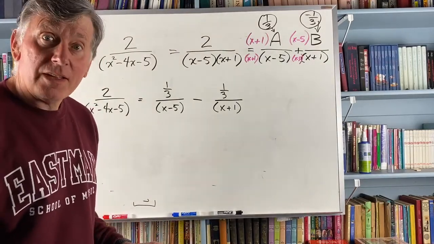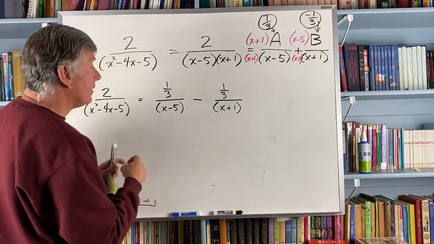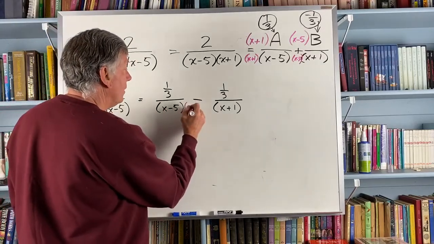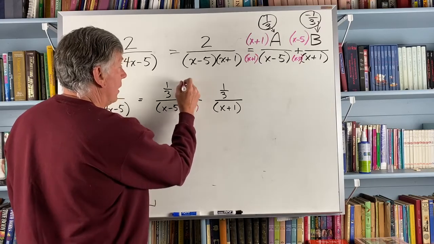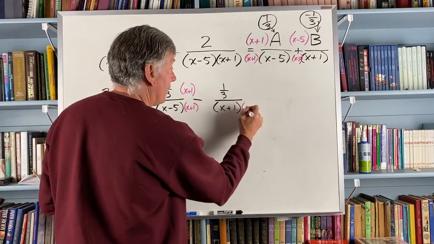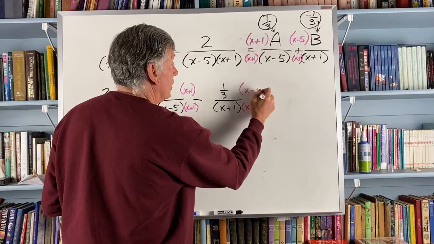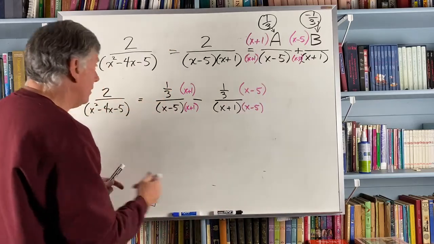It'd be nice if I could check it. I'm going to check it the same way I started out. Here, what's missing in my denominator is x plus 1. And I'll be multiplying that on the top as well. What's missing over here is x minus 5. I'll be multiplying that on the top as well.